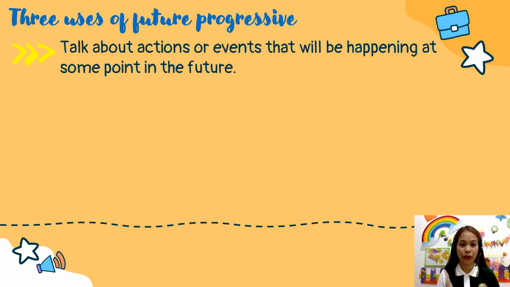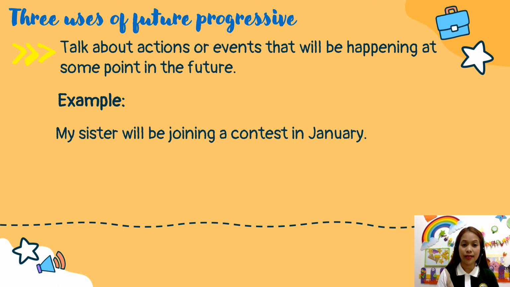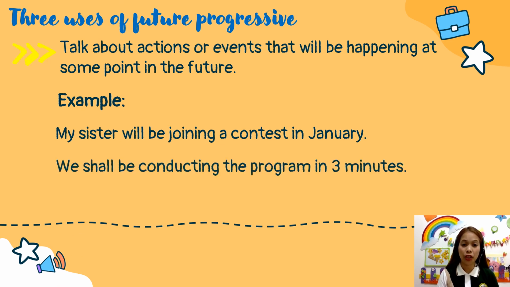Okay, let's talk about the three uses of future progressive. Number one is to talk about actions or events that will be happening at some point in the future. For example, my sister will be joining a contest in January. We shall be conducting the program in 3 minutes.